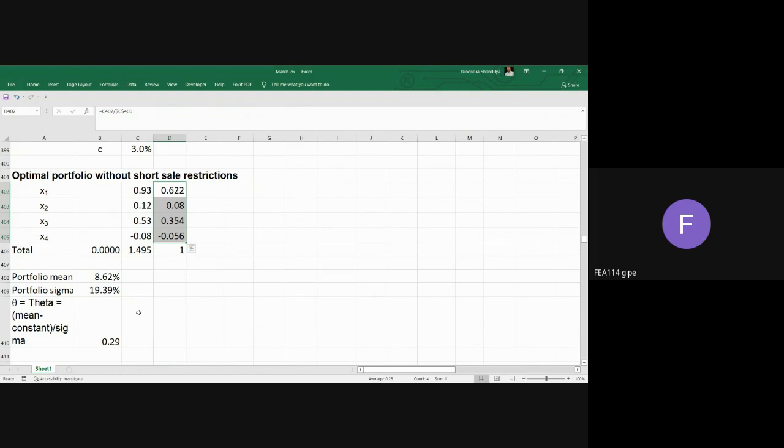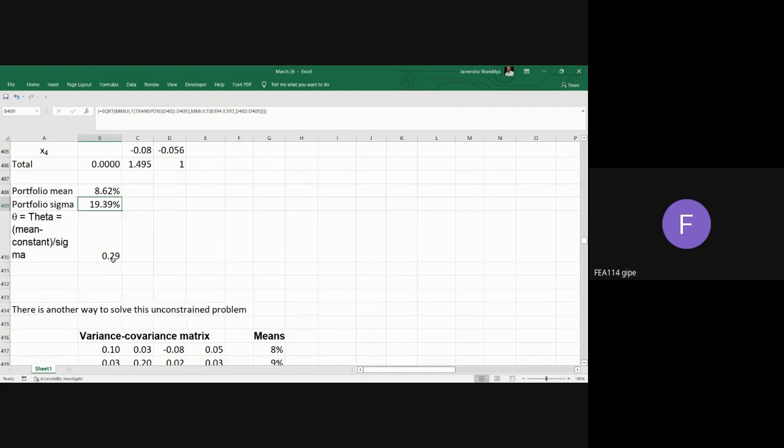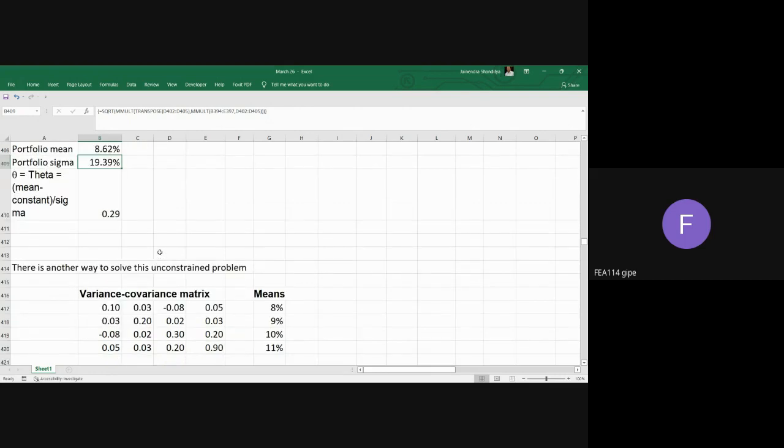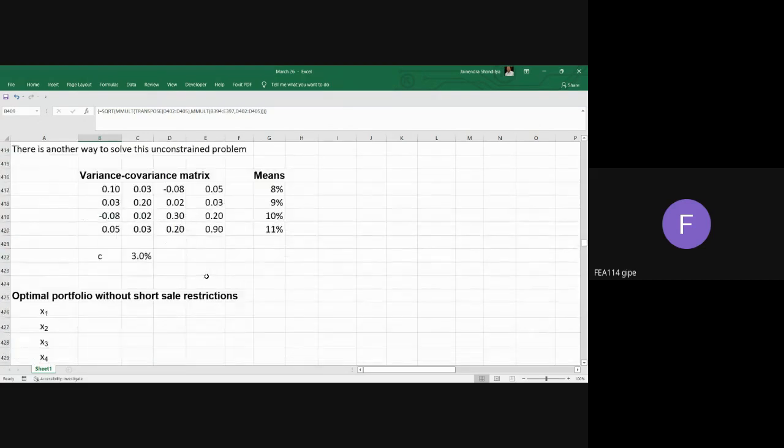Anyway, we got this portfolio sigma of 19.39, which is a standard deviation, and then we got a theta of 0.29. Now, I want to tell you there is another way to solve this. We solve it this way because this is the right way to solve, in order to understand what the variance covariance matrix is, what Z is, and what ER minus C is, and that's how all the optimization techniques work.